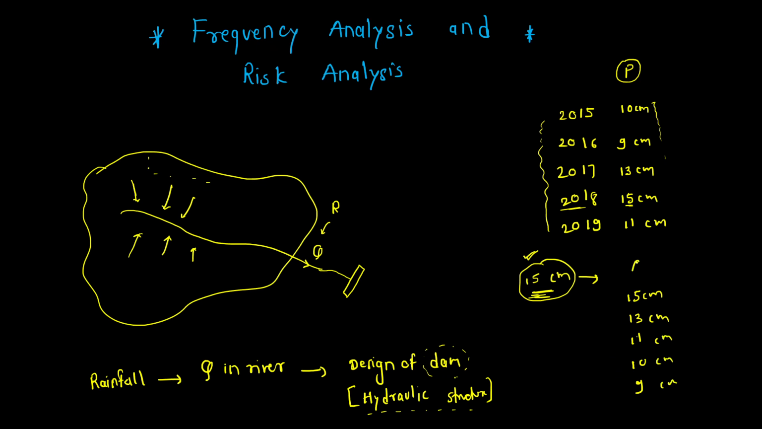This decreasing order in frequency analysis is called the annual series. What is the meaning of annual series? We'll write it down; right now you just understand it. Annual series means we have to arrange the data in descending order. Now we have to give the markings here. The first marking is 1, then 2, 3, 4 and 5. These markings, this order, is called the M value.